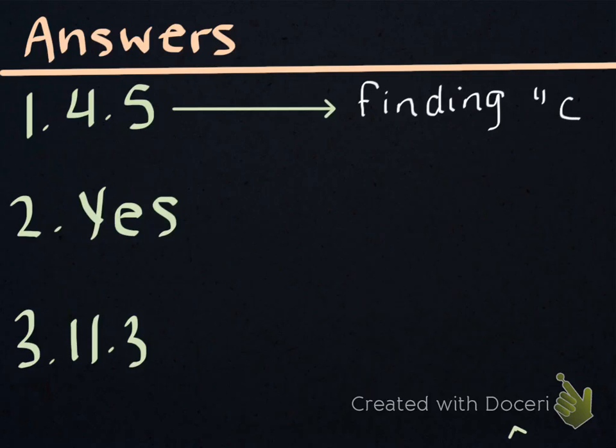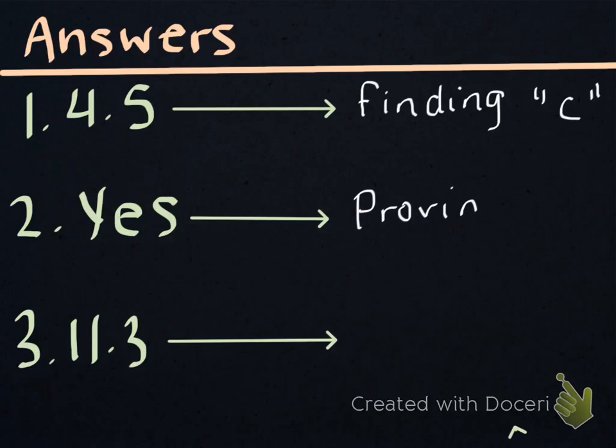Now, if you were confused about which question was which number, the first question was the one where you found the missing side length of c. The second one was proving whether the triangle was a right triangle or not, with the numbers 8, 10, and 6. And for the third problem, you had to find the missing side length of b.